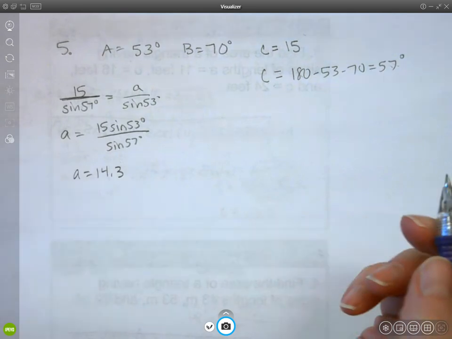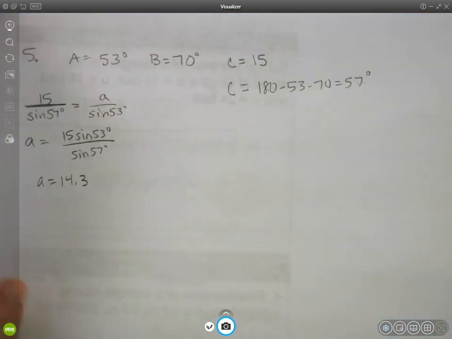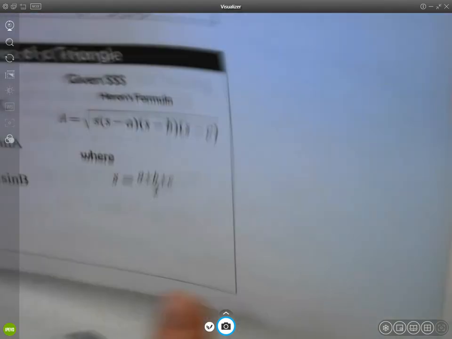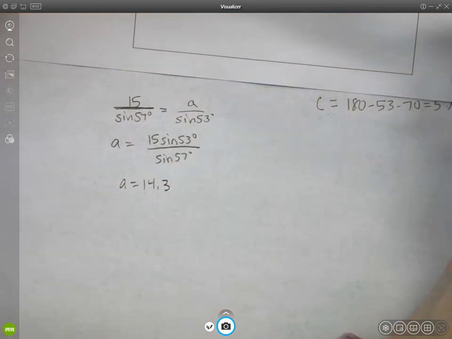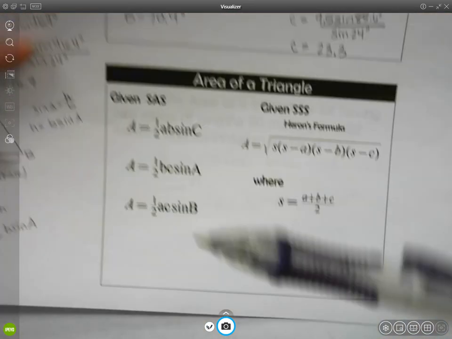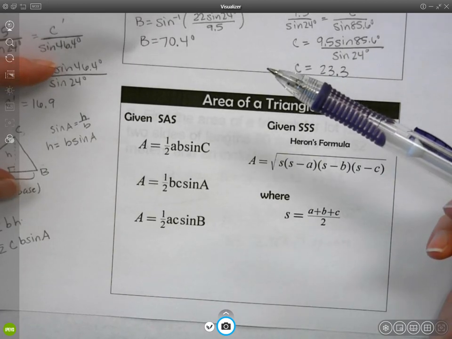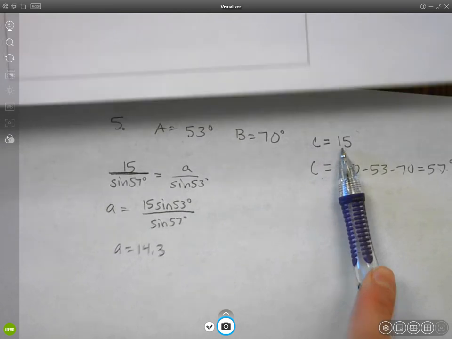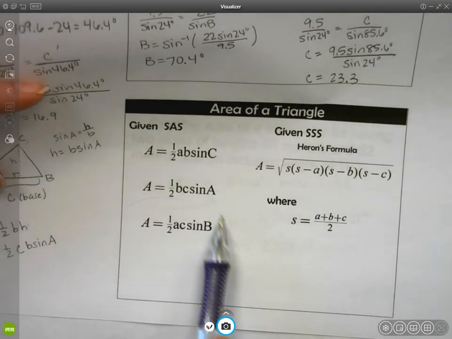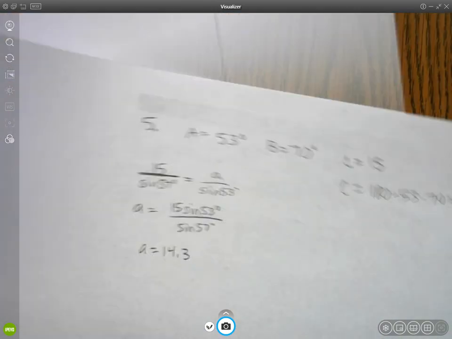All right, so now I have the information that I need for this set of formulas. You can't see those formulas, can you? These formulas right here. I have more than enough information. But if you look, I have A and C. So that means we're going to use this one. So we're going to use side A, side C, and angle B.